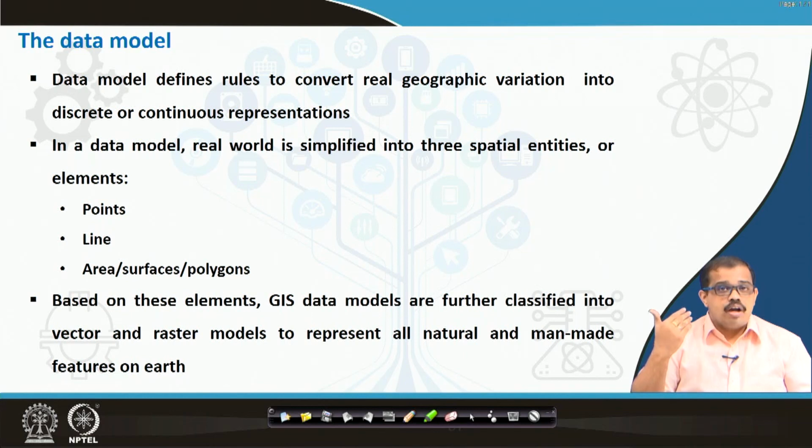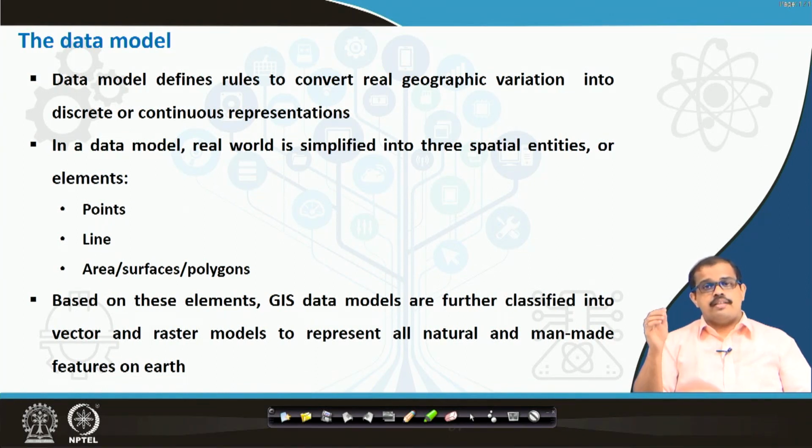Now, based on these elements, GIS data model can be classified as vector data model and the raster data model. So, a vector data model, as I said, is a collection of point, line and polygon. Raster is nothing but gridded cells, which represent different quantities, maybe reflections, or various other representations or thematic features, to represent all the natural and man-made features on the earth.